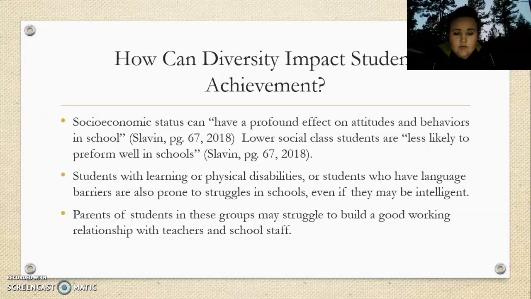Also, diversity has a huge impact on student achievement. One of the key factors in student achievement that is affected by this diversity is socioeconomic status. It can have a profound effect on the attitudes of students and their behavior in school. Lower social class students are less likely to perform well in schools, according to our text. There are a lot of reasons for this.